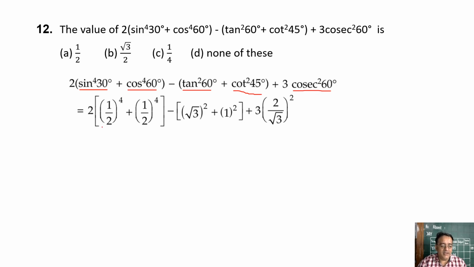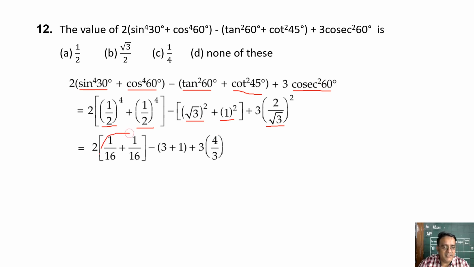See, this will become 1/16. This will become 1/16. This will become 3 plus 1. And this will become 4/3. So we will get this system. And 1/16 plus 1/16 we'll get 2 times 1/16. What can we write 2 times 1/16 as? 1 by 8. Right, 1/8. So this will become 4 and this will also become 4 because 3 will be cancelled.